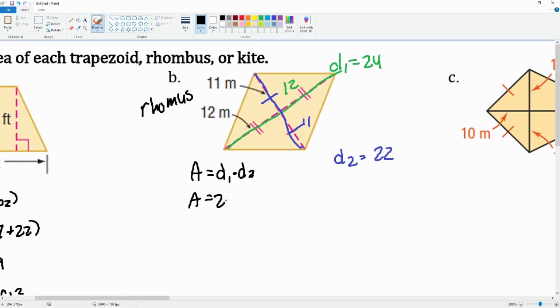Diagonal 2 is 22. So we now can plug it in. Area is equal to 24 times 22. That gets me 528 meters squared.